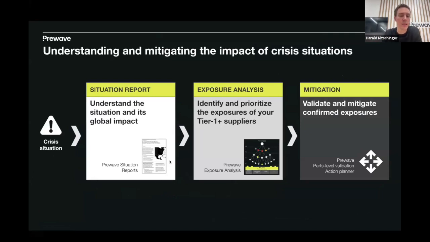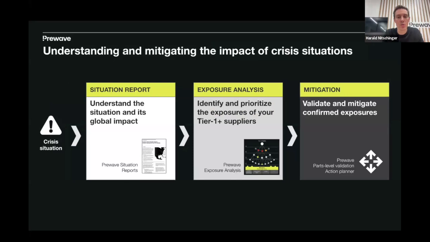The first thing that we provide, and this is also the first thing that we will present today, is the situation report. This is a report that's prepared by our advisory team, and Marco will present today the situation reports as they pertain to South Korea and the Chinese export ban. These are general reports, so they are not specific to one or the other customer supply chain, but they give a general overview of the event and its global impact, which materials are affected, which regions are affected, which transportation routes are affected, giving a broader context to the incident.